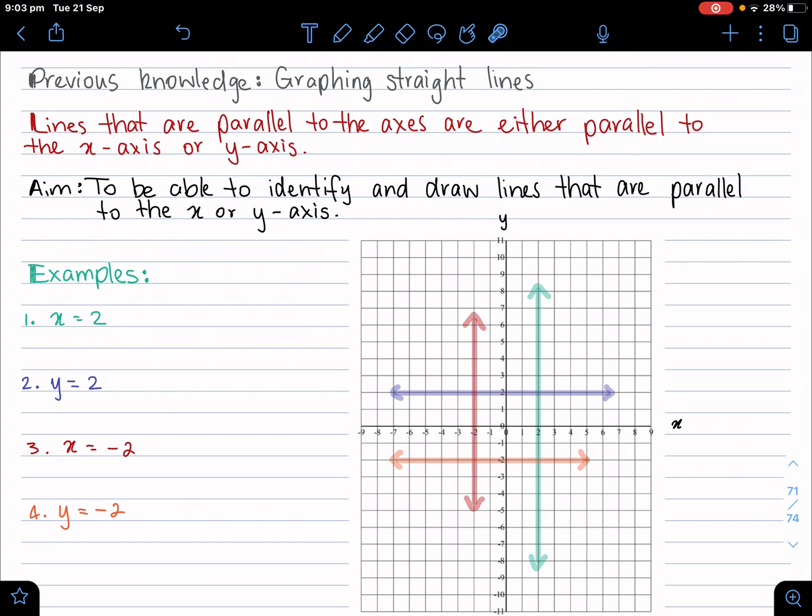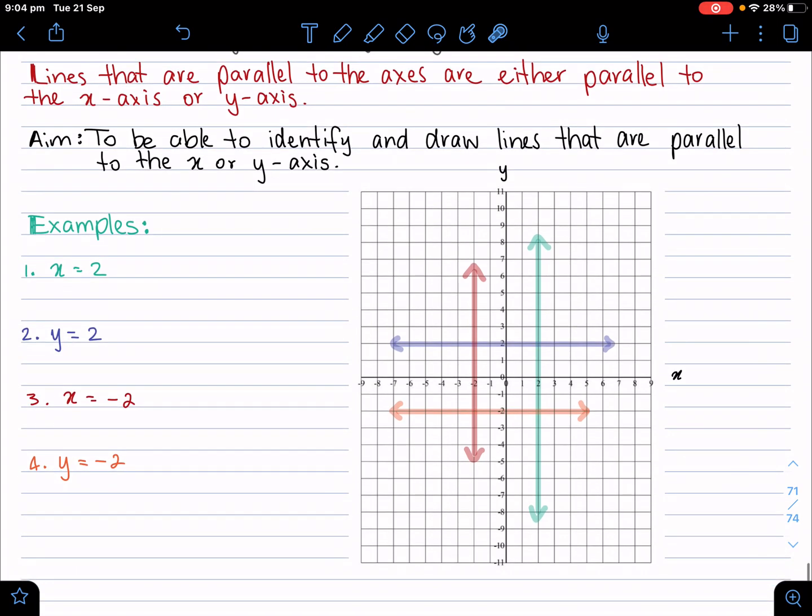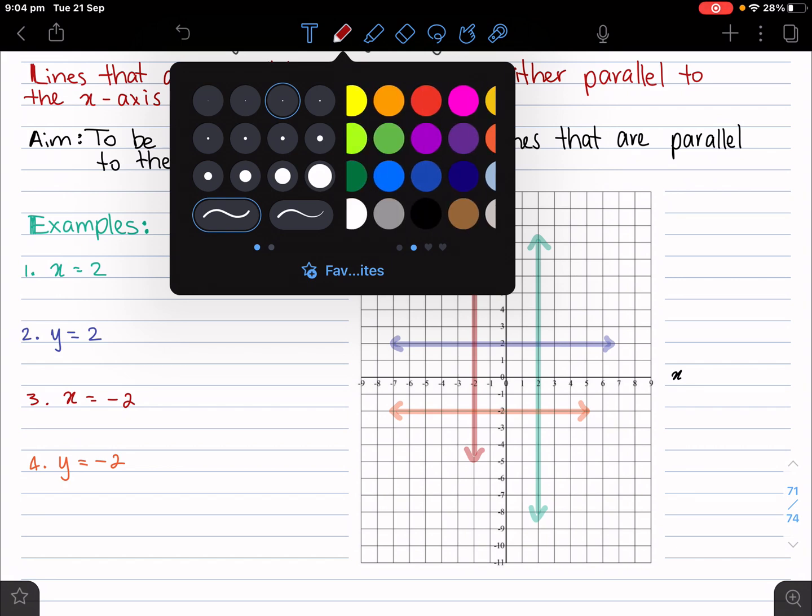What are lines that are parallel to the axes? Well, these are lines that are parallel to either the x-axis, which is the horizontal axis, or the y-axis, which is the vertical axis. Now, as you know, lines that are parallel continue forever and never touch each other or cross over. So that means that they're going to have the exact same distance between each other no matter what. So the aim of this video is for you to be able to identify and draw lines that are parallel to the x and/or y axis.